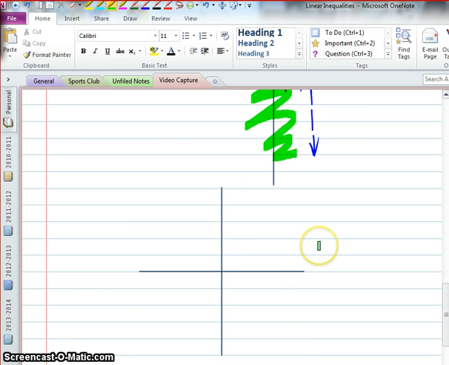Same deal if you had y is greater than or equal to -1. Go to -1. Oh, I almost did a vertical line. Naughty me. On the y-axis, go to -1. Draw the line. It's going to remain solid, and y is greater than or equal to. Greater than or equal to is up here.